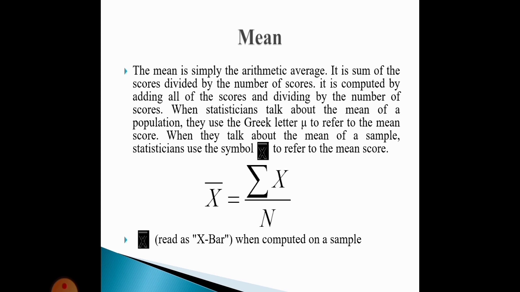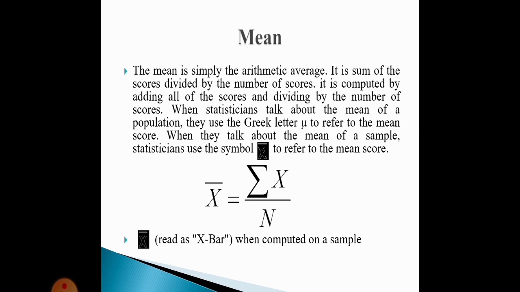Mean. The mean is simply the arithmetic average. It is the sum of the scores divided by the number of scores. इसमें नंबर्स का जो सम है, नंबर्स को जमा कर लें और फिर देख लें कि टोटल नंबर कितने थे जो हमने जमा किए हैं, उस पर डिवाइड कर दें. It is computed by adding all of the scores and dividing by the number of scores.